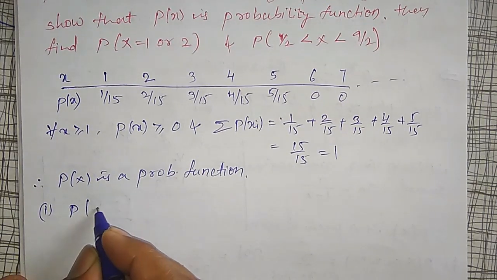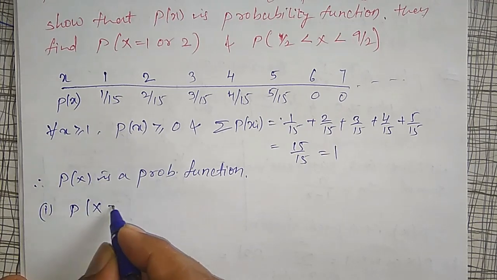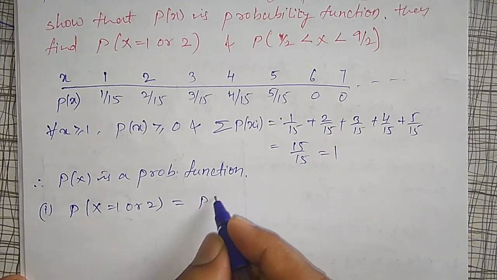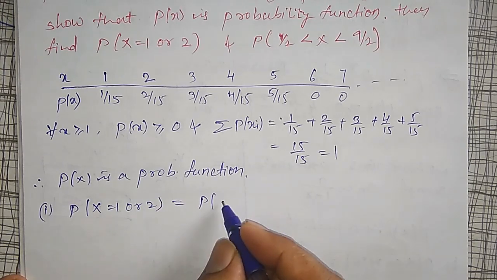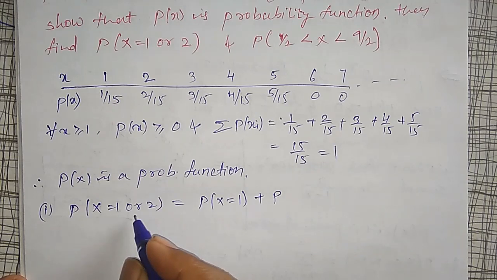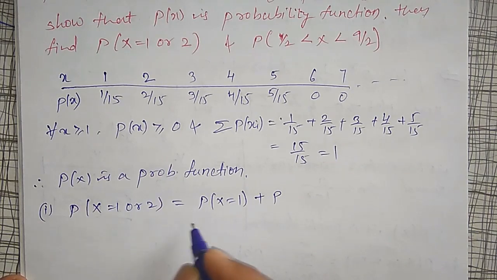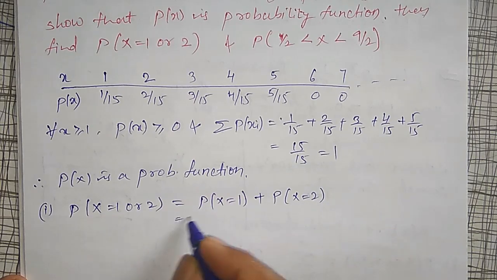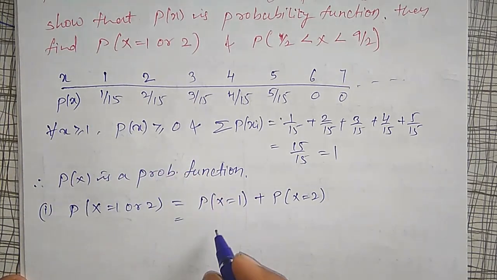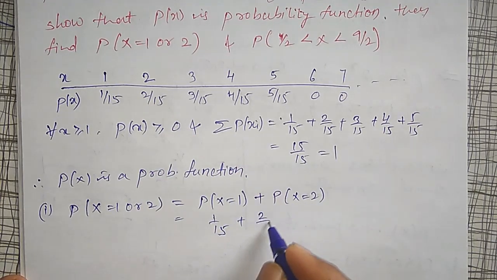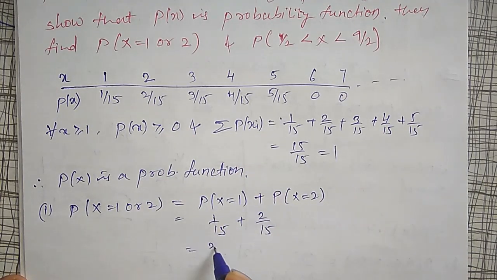P of x equal to 1 or 2: here I am using 'or', so it is P of x equal to 1 plus P of x equal to 2. If it were given 'and', then you would have to multiply them. P of x equal to 1 is 1 by 15, and P of x equal to 2 is 2 by 15, which gives 3 by 15, or 1 by 5.